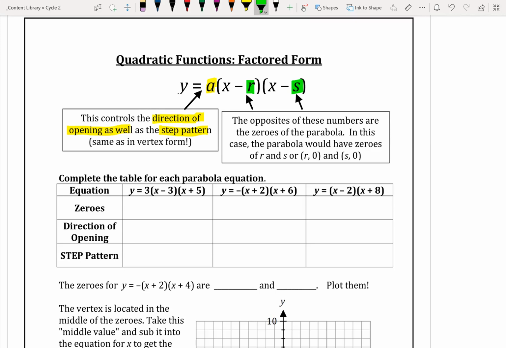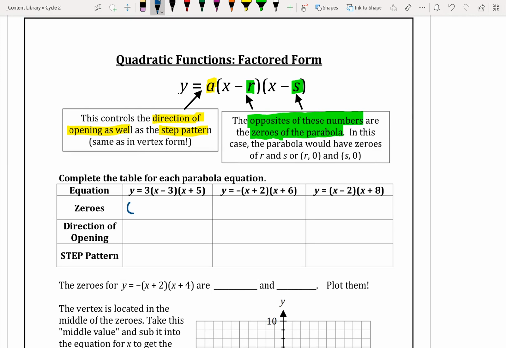The r and the s value, or more specifically, as we talked about before, the opposites of those values, are the zeros of the parabola. Right? So again, remember, because they're in the brackets, you're looking for the opposite of what they actually are. And those are the two key things that our quadratic function in factored form tells us about our parabola. So let's just look at this table and let's look at trying to find the key information from it. So the first thing are zeros from this equation.